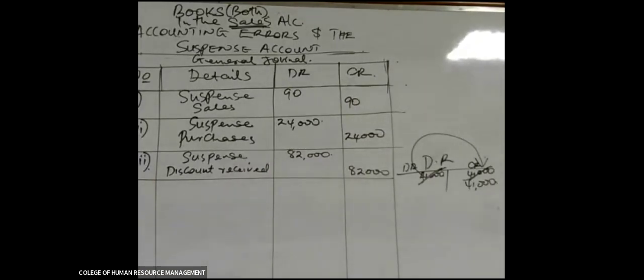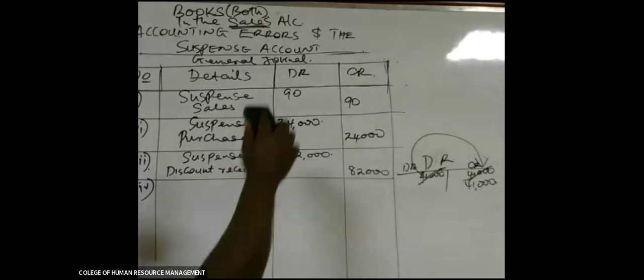Number four, we are told that a credit sale of 121,200 had been recorded as 112,200 in the debtor's account. You see again how that one is ending. It is pinpointing the specific account with error. The debtor's account has been recorded as 112,200.